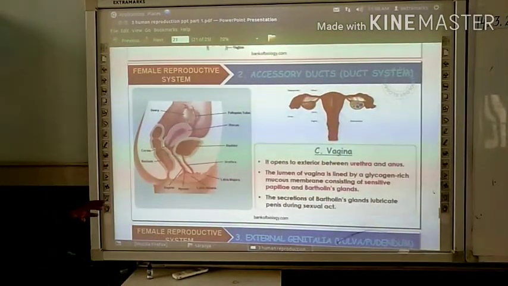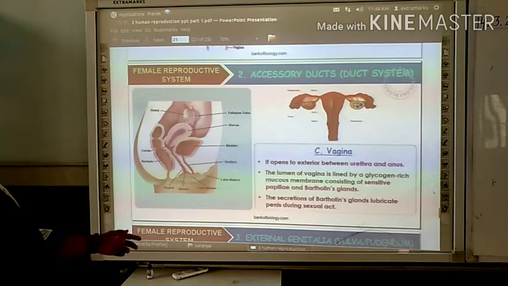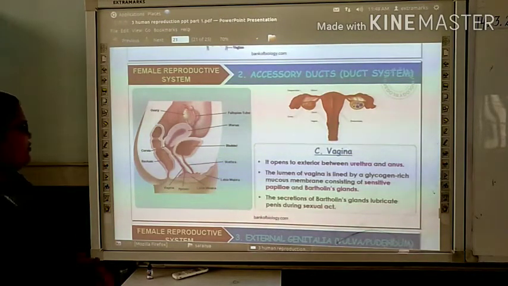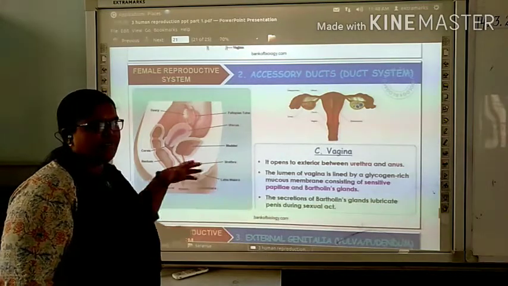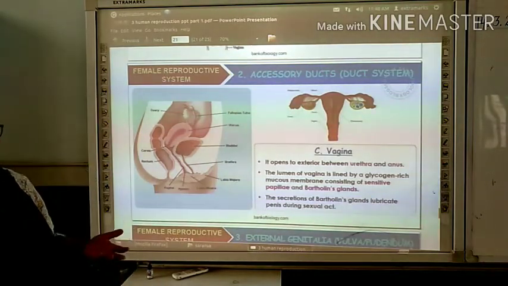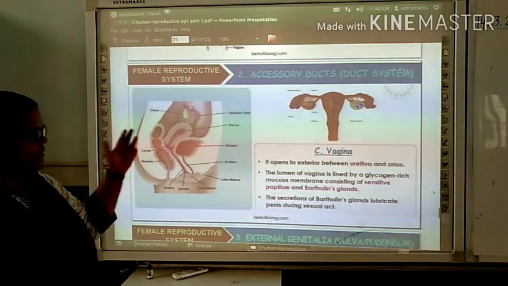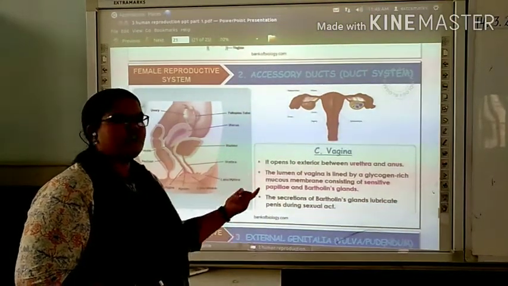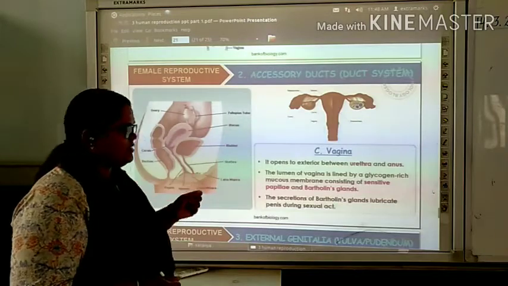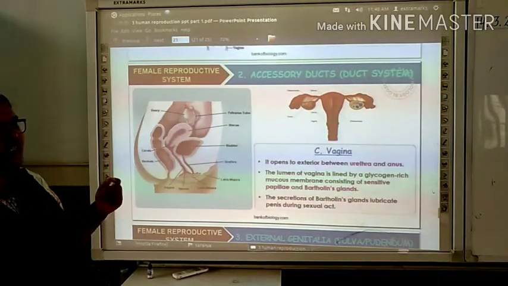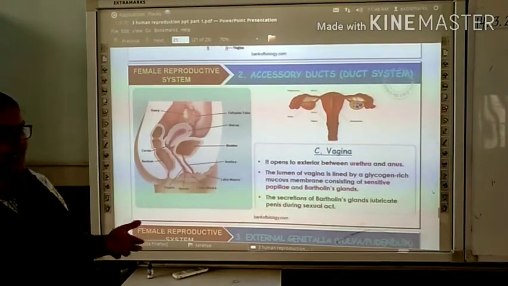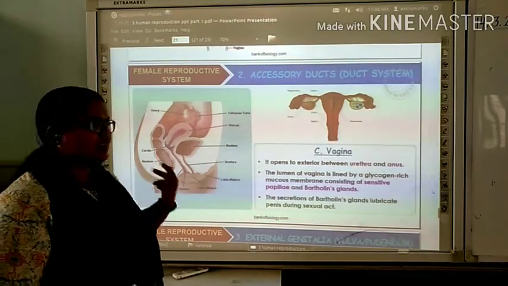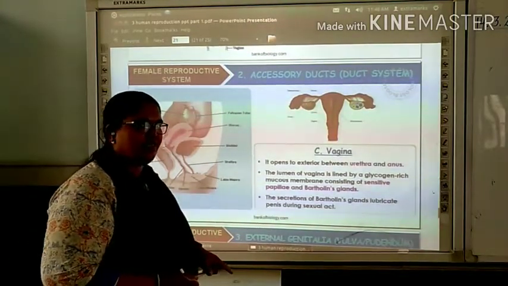Now the last part of the accessory duct that we are going to is the vagina, right? The vagina is the opening to the exterior. We can say that the vagina opens to the exterior between the urethra and anus, right? The urethra is the passage through which a female ejects urine, and the anus is for the stool. In between there is an opening, and that's the vagina.